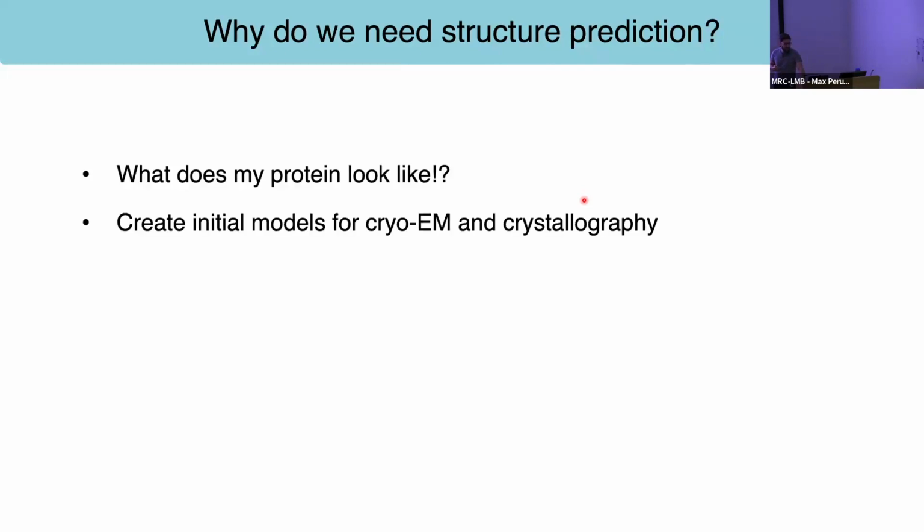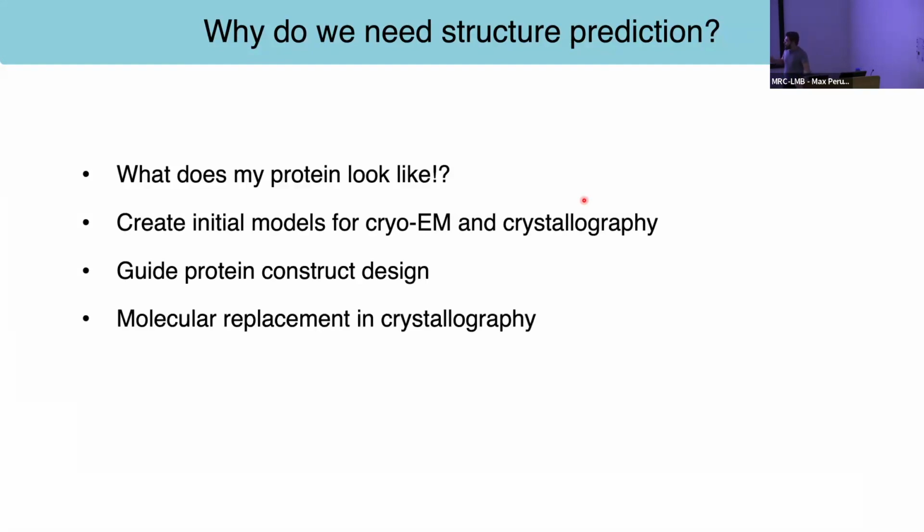Some of the common uses are, for example, trying to interpret cryo-EM maps or crystallography, right? So we use structure prediction to be able to fit into problematic regions in our cryo-EM data that can help us interpret it. We can use it to guide protein structure design for biochemistry, for example, figuring out where you want to make truncations and such. You can even use it in molecular replacement and crystallography. And essentially what we want to do is quickly generate hypotheses that we can then test using other techniques, right?